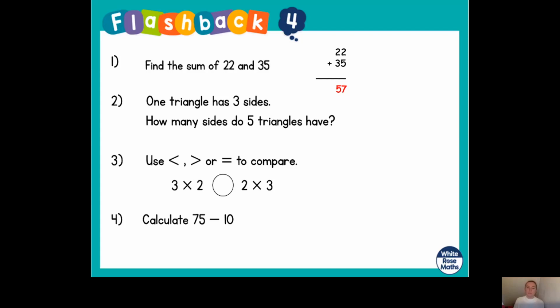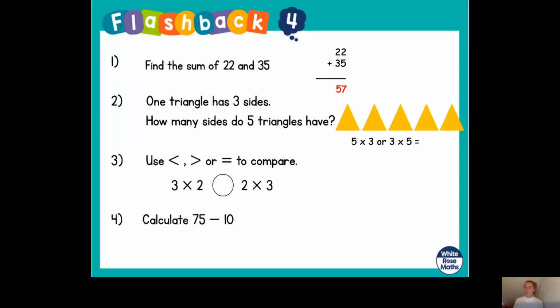Now number 2, one triangle has 3 sides. How many sides do 5 triangles have? Here are our 5 triangles and they each have 3 sides. What multiplication number sentence could we write for this? That's right. We could write 5 multiplied by 3 because there are 5 triangles and they each have 3 sides. We don't know the 3 times table, so we might find it a little bit tricky to work out 5 multiplied by 3. But we can use commutative law because we know the 5 times table. We can change the numbers round and end up with 3 multiplied by 5.